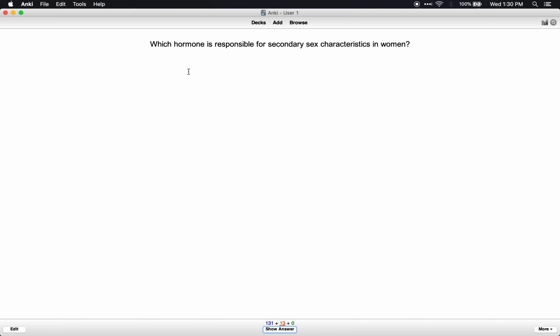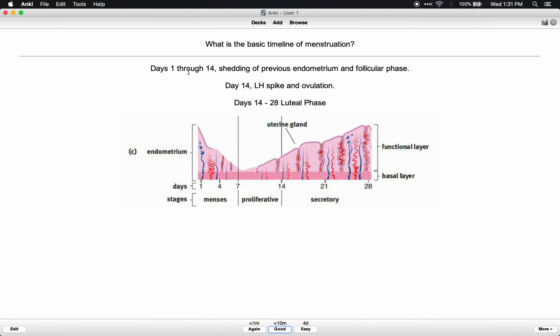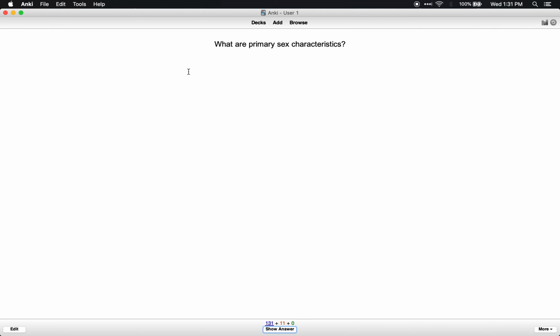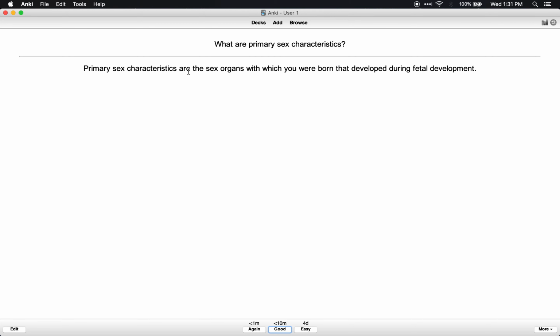Which hormone is responsible for secondary sex characteristics? Menstruation: we have day 0 to 14, the endometrium lining disintegrates and the follicular phase begins. Day 14, LH spike and ovulation. Day 14 to 28 is the luteal phase. That's the menstrual cycle. Primary sex characteristics are the sex organs you were born with during fetal development.